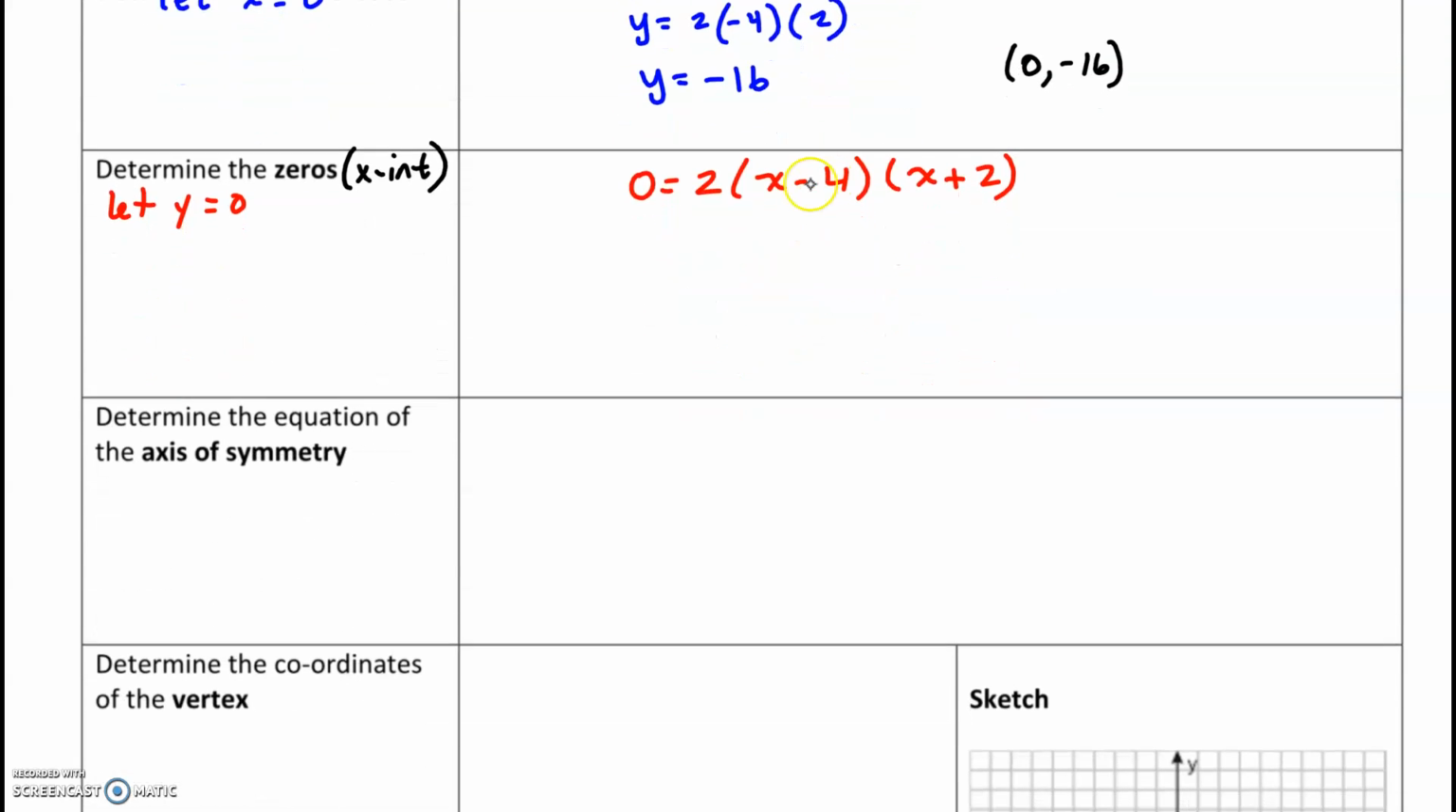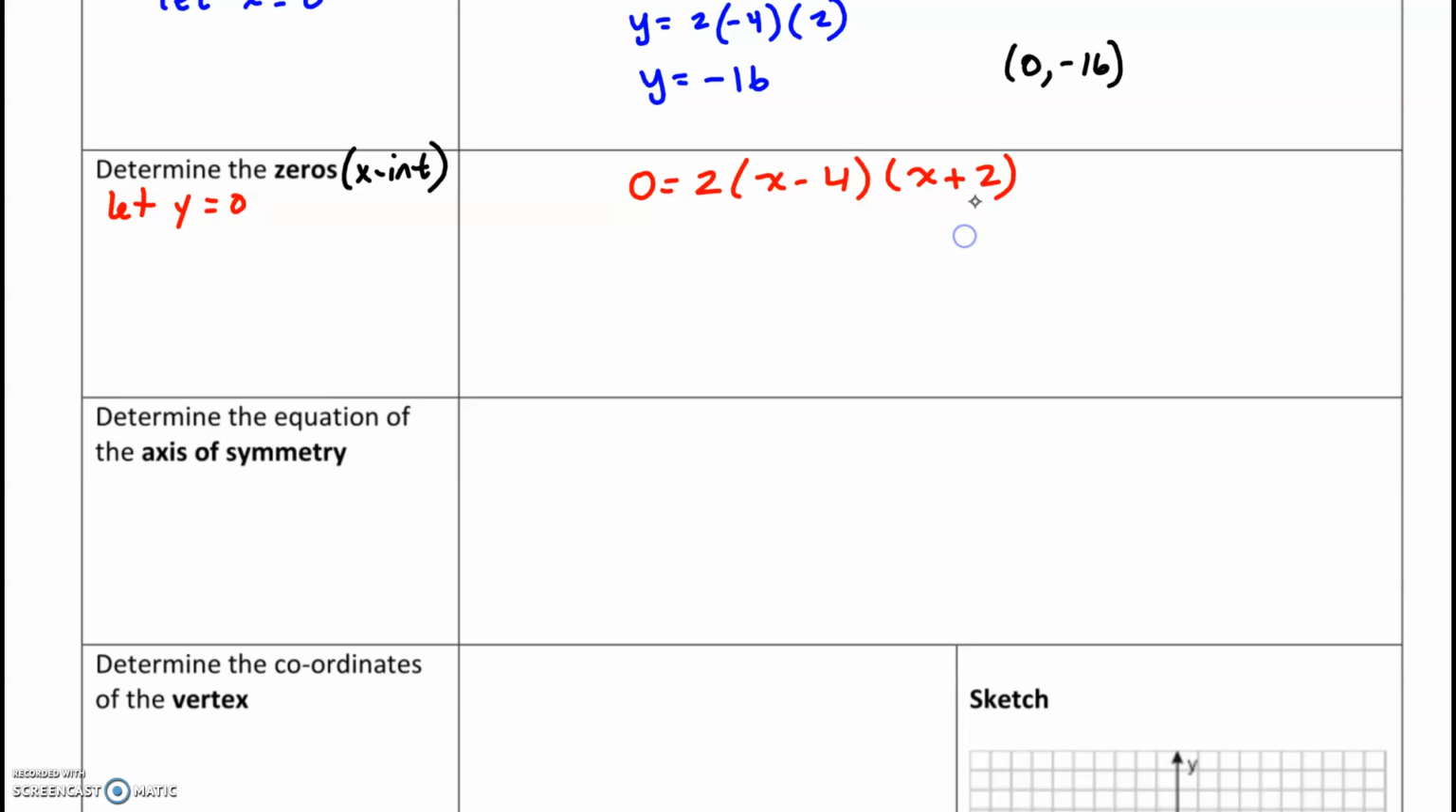So right here, we have 2 times whatever this answer is times whatever this answer is. And when I multiply those 3 factors together, it has to equal 0. So what that means is that this bracket has to equal 0, or this bracket has to equal 0 in order for when all 3 multiply together, it equals 0. And this is how we use that to help us find x.